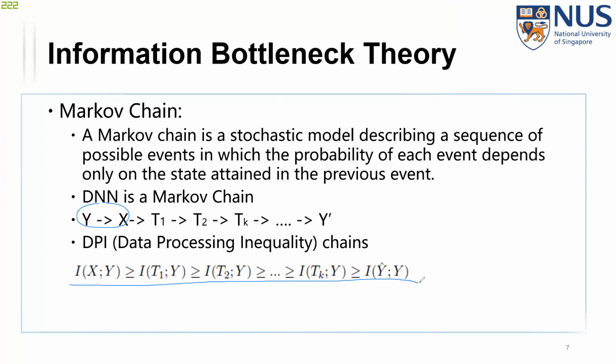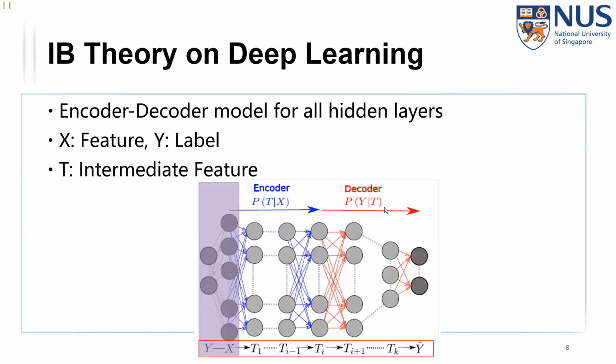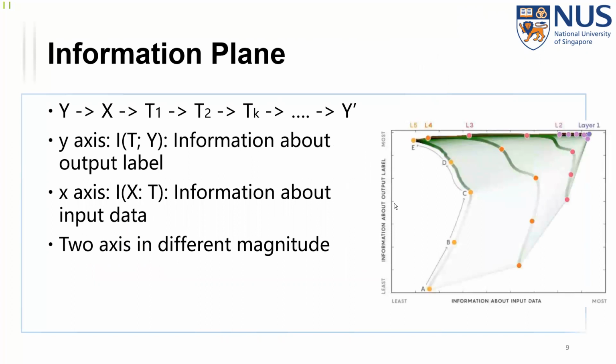Next, after knowing what mutual information is, we can draw a mutual information plane with the y axis I(T;Y) and the x axis I(X;T). So what is I(T;Y)? It means the information about the output bits. T is a hidden layer, so it can be any hidden layer. Actually T_i would be better. T should be any hidden layer.